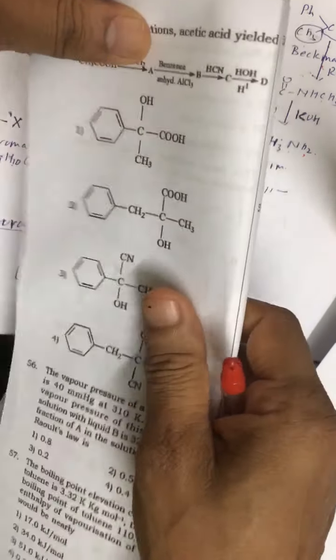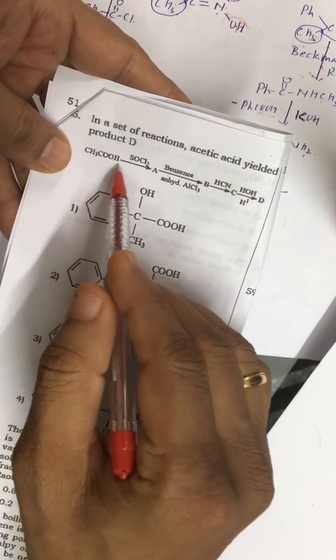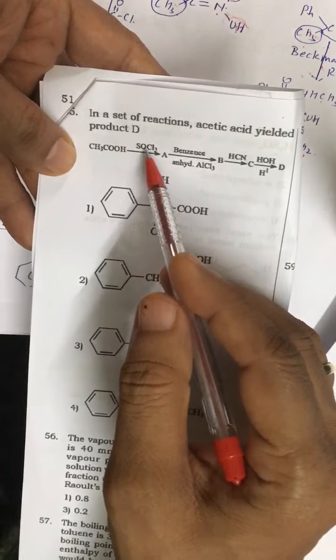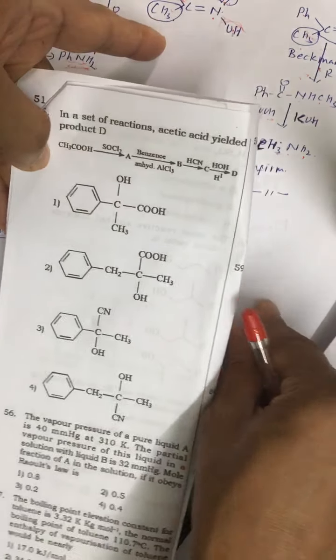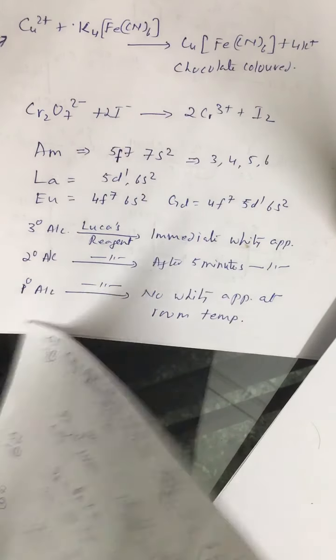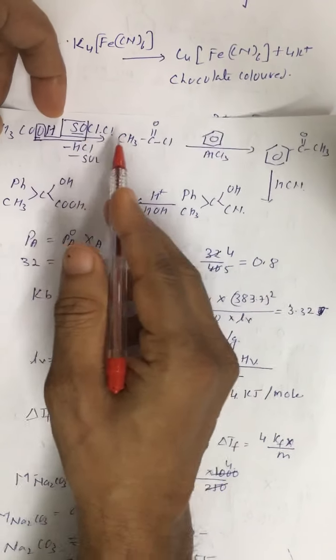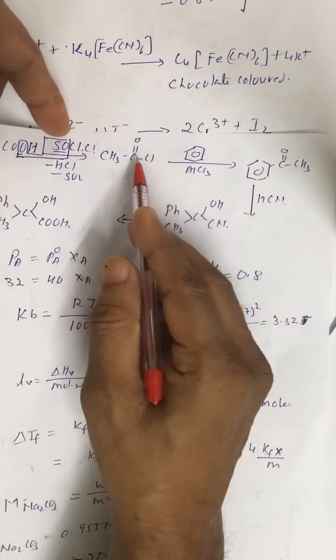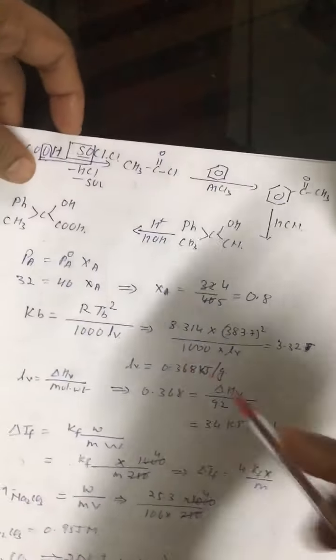Now look at the 55th question, question number 55. CH3COOH is treated with SOCl2 first, and then with benzene, then HCN, then HOH. So this is a simple reaction, no problem. CH3COOH is treated with SOCl2, we get CH3COCl.